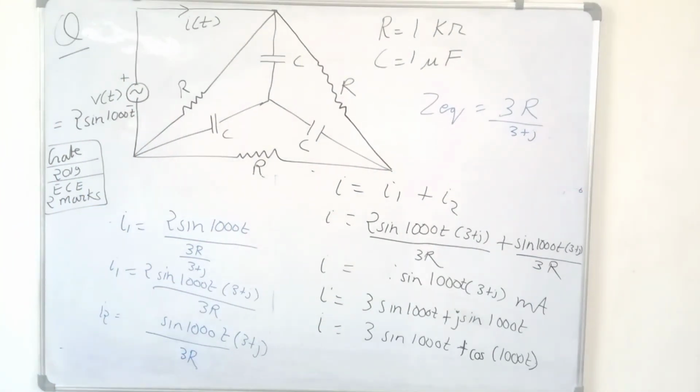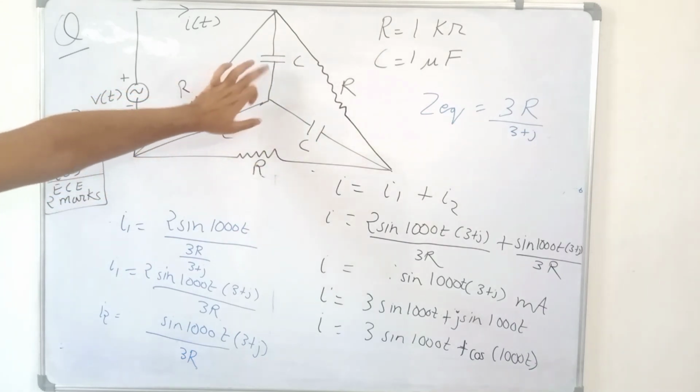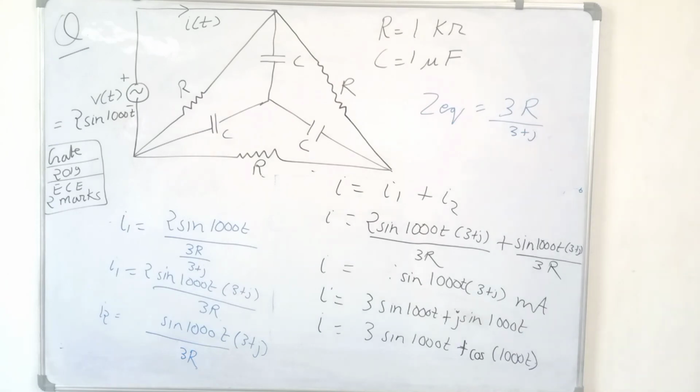So this was a very easy question. We just have to convert this inner star network to the delta network, and then R and the individual capacitor will appear in parallel. No calculator was required in this question because the values were such that they automatically got simplified.